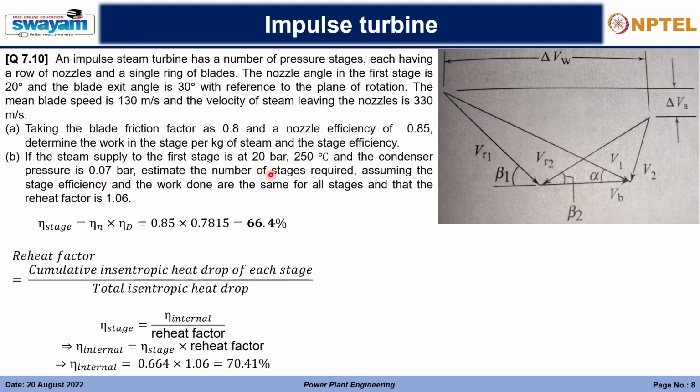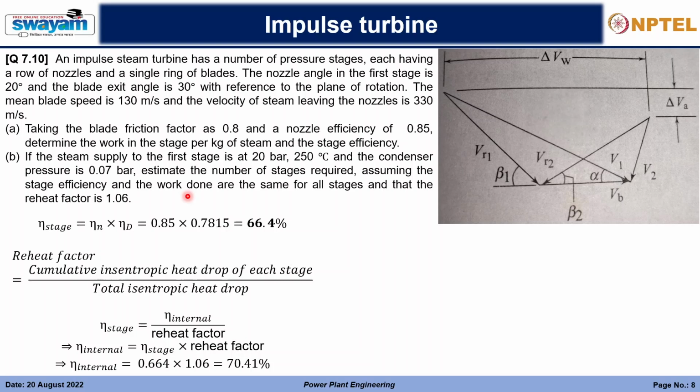So we need to estimate the number of stages required, assuming the stage efficiency and the work done are the same for all stages. That is completely going as per the concept that I have just given. So we need the total enthalpy drop. If we have the total enthalpy drop and the enthalpy drop in each stage, then we can easily calculate the number of stages.